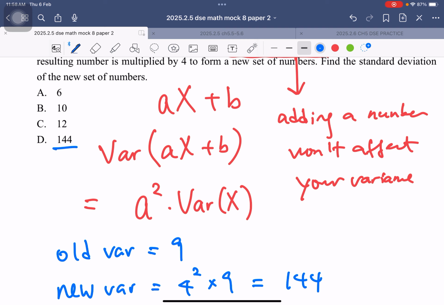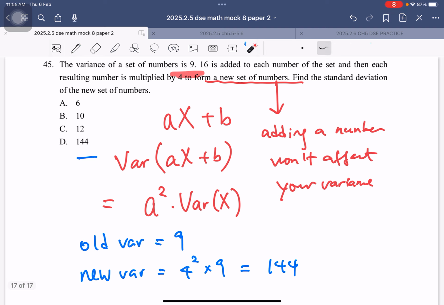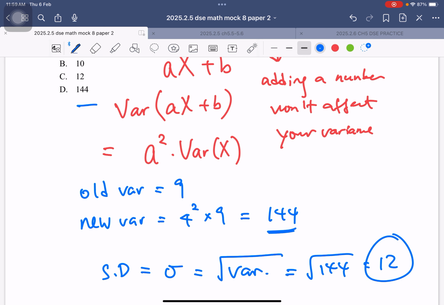No. Gabby, what's the answer? Sorry, I wasn't listening. Is this the answer, 144? No, because the question is asking for the standard deviation. I asked you to highlight your question, isn't it? The new variance is equal to 144. The standard deviation sigma is equal to the square root of the variance, so the square root of 144 is 12. So the answer should be C.